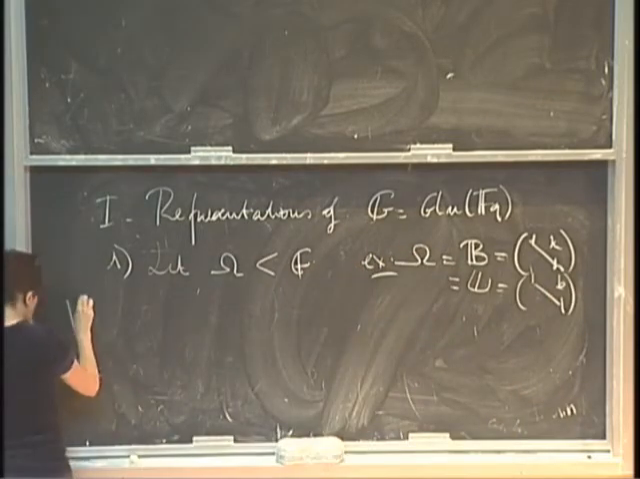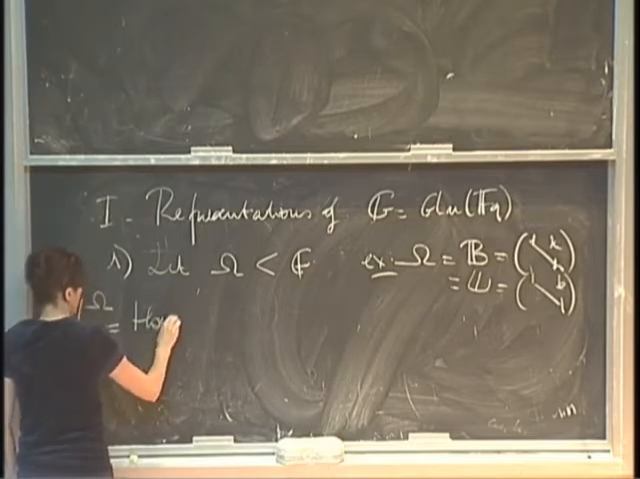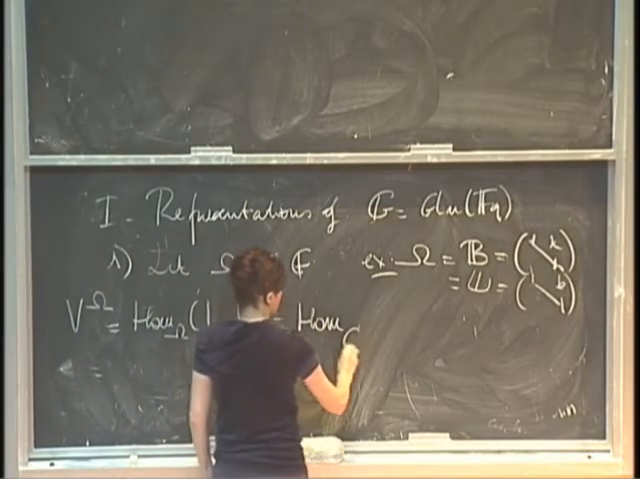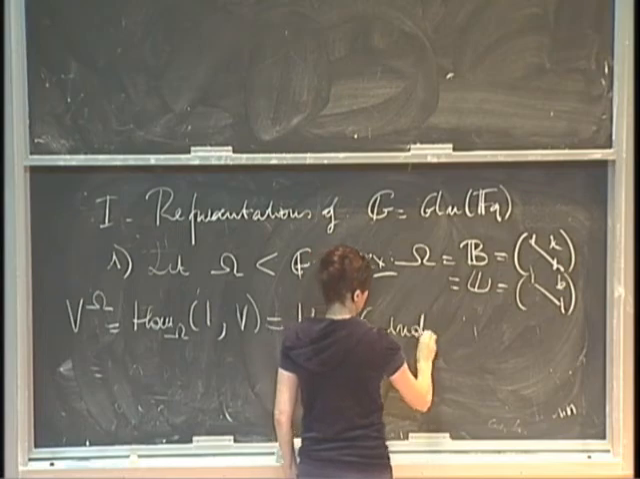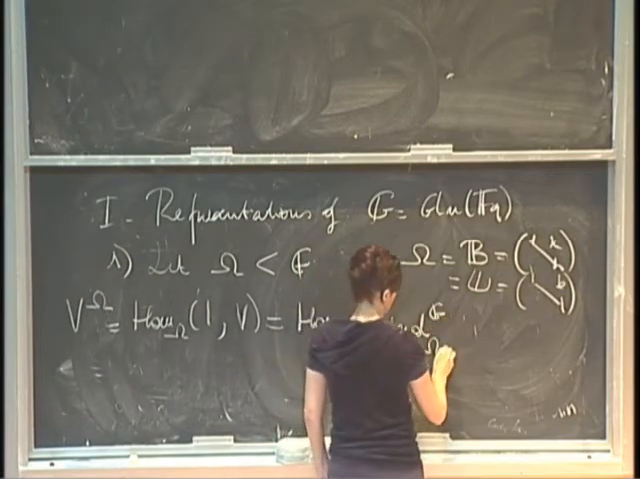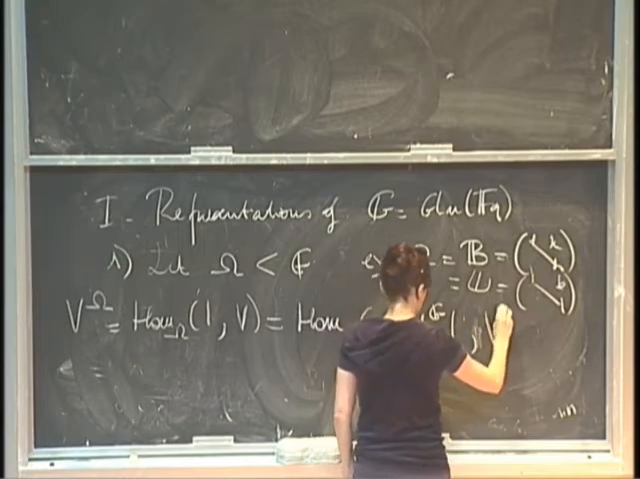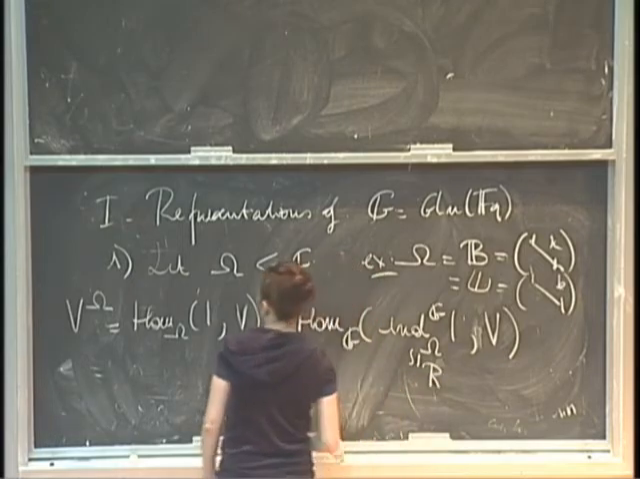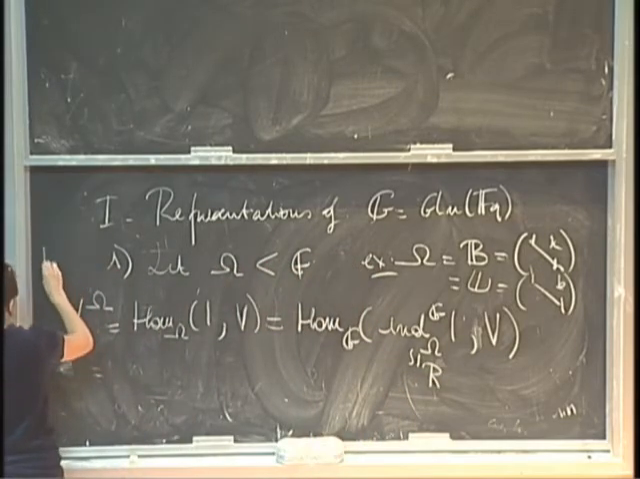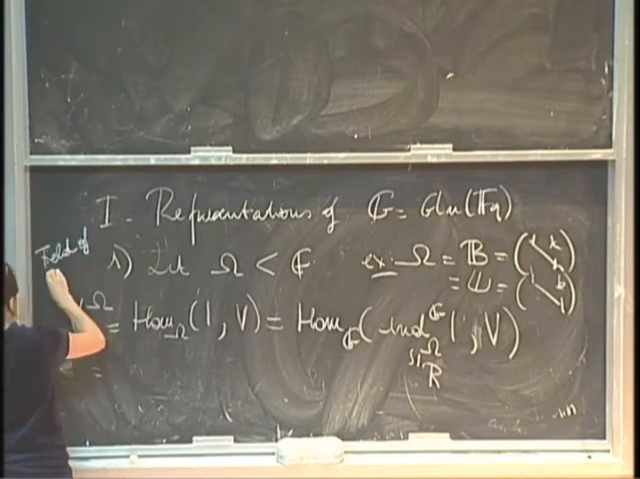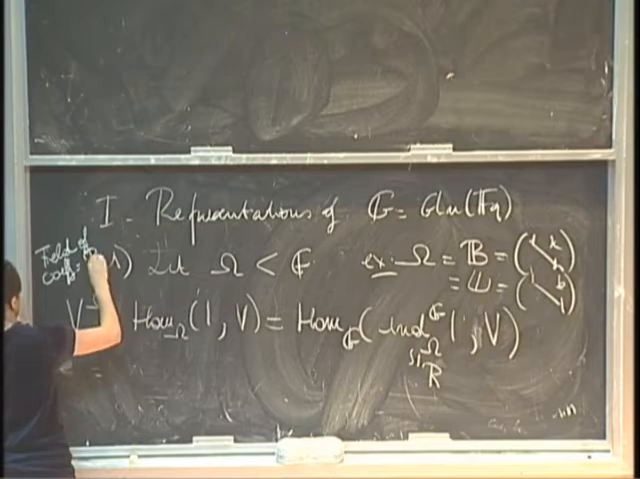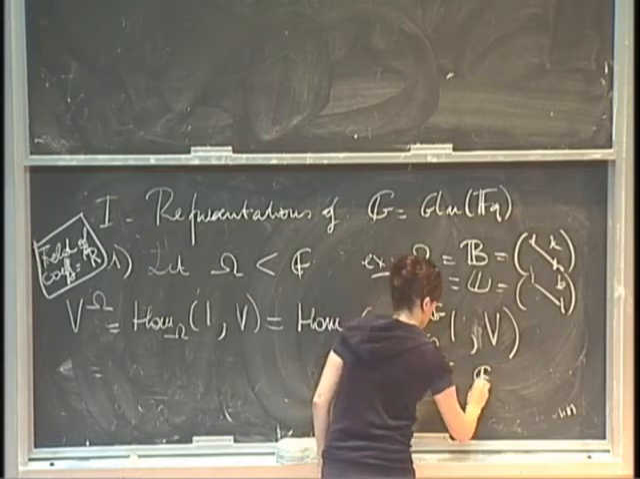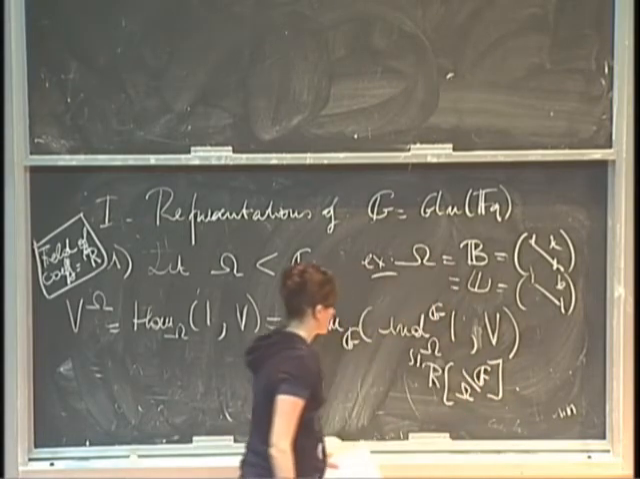And I notice that this space of invariants is exactly Hom from omega of the trivial representation into V, which by adjunction is the same as Hom over G of the induction of the trivial character of omega to G into V. This induction is just the functions. So here, sorry, the field of coefficients is still R. It's just the functions over the cosets with right action of G.